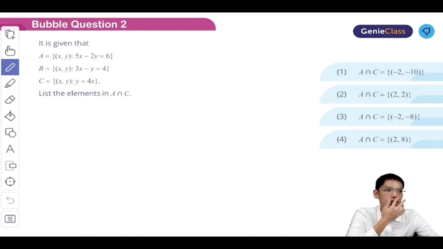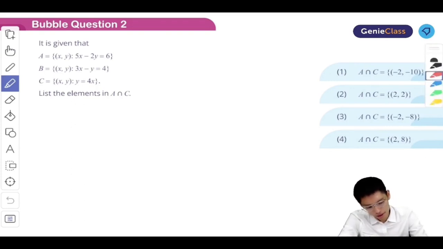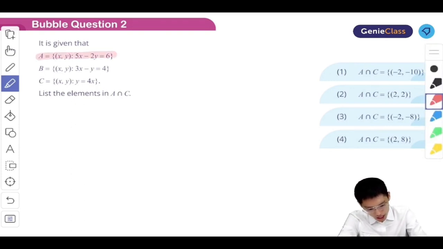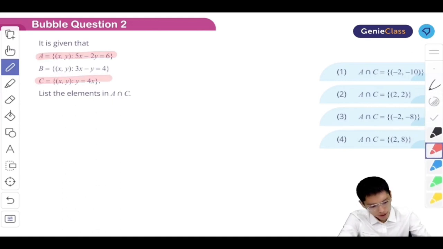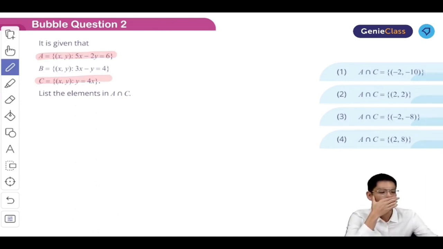Okay, take note, this is now A and C, so I'm looking at these two equations here, equation A and equation C. Alright, counting down to my last 40 seconds.